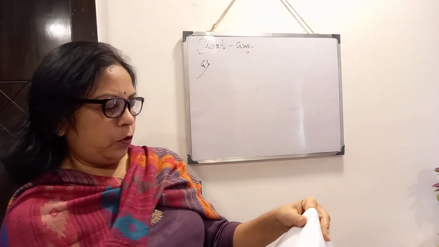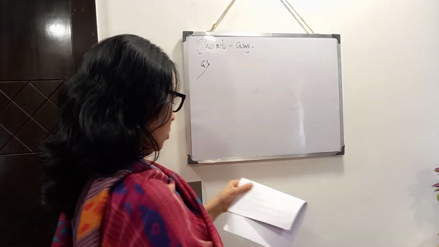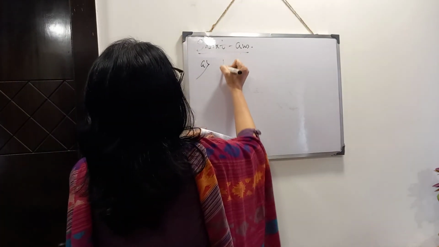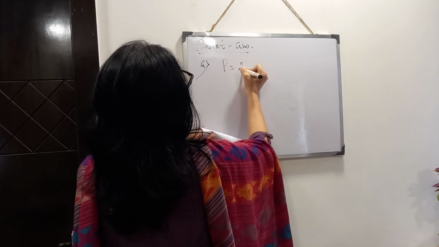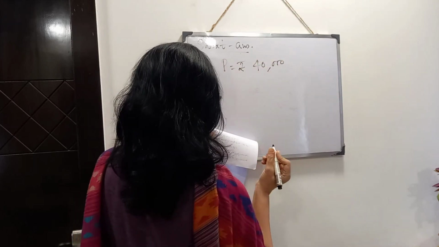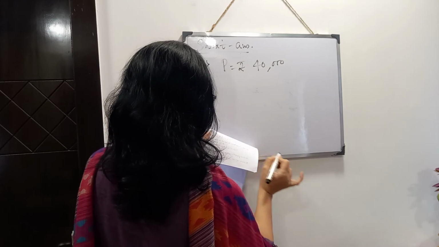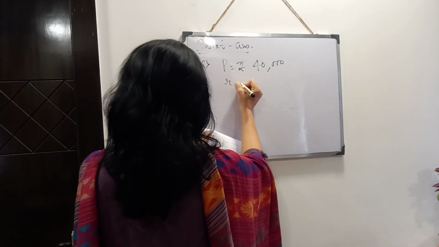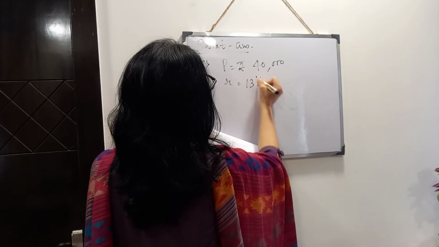Find the amount of rupees 40,000 from 15th January 2004 to 9th June 2004 at 13% per annum. Okay. Here principal given rupees 40,000. Clear? And time afterwards we will calculate. Rate given 13% per annum.